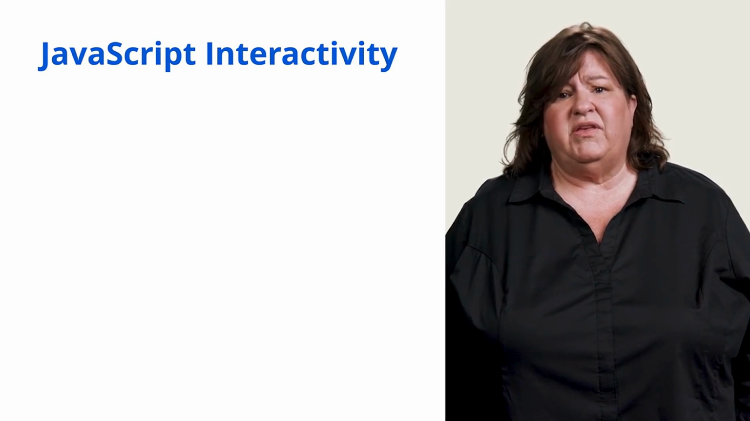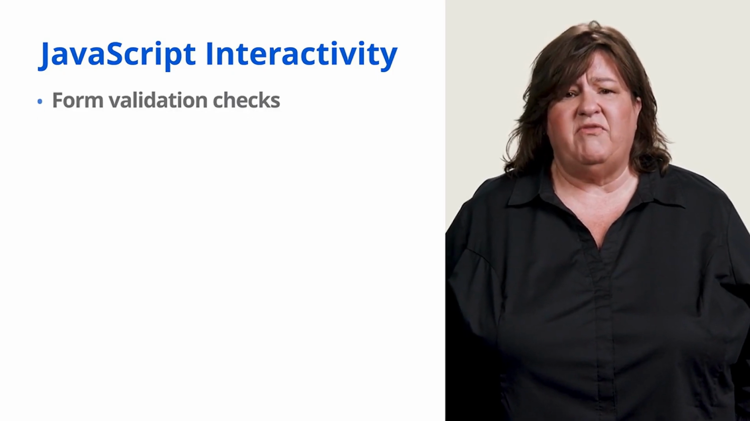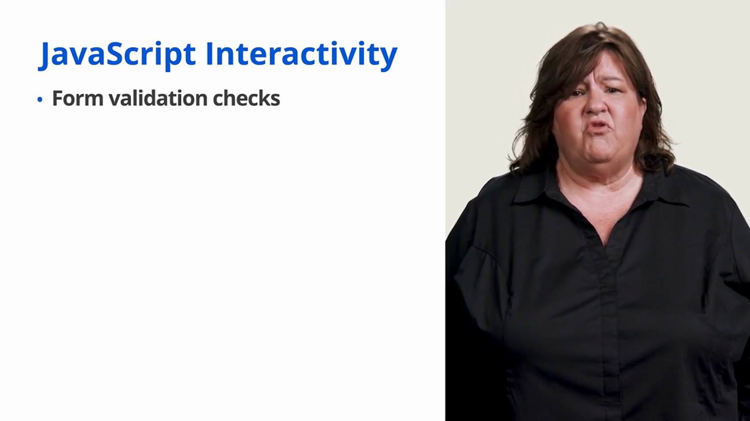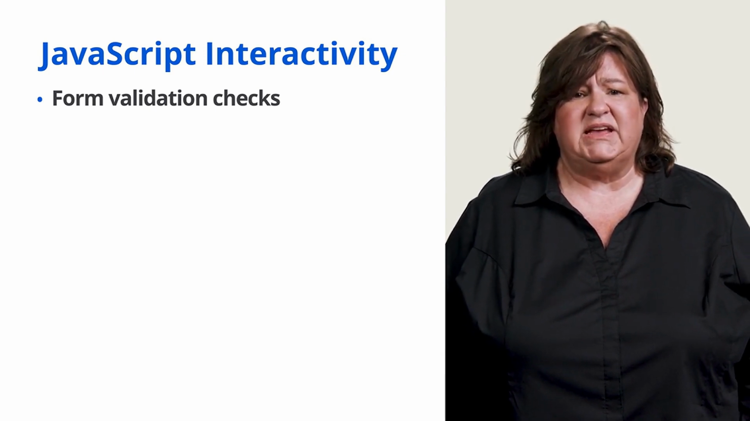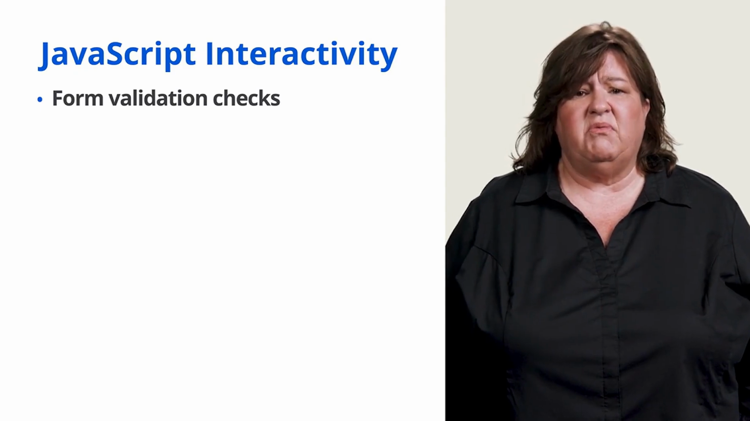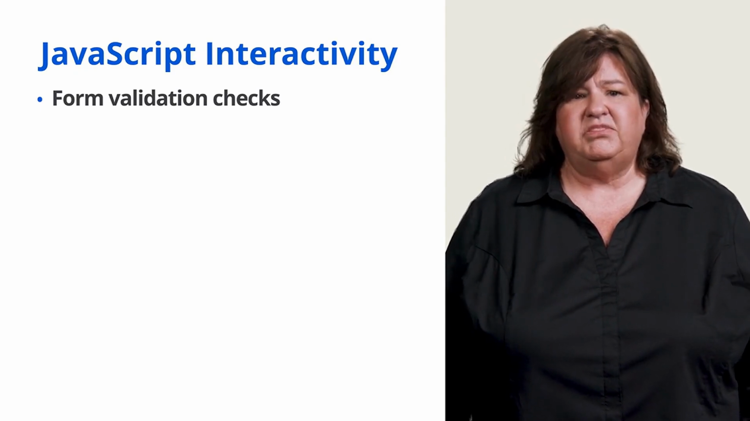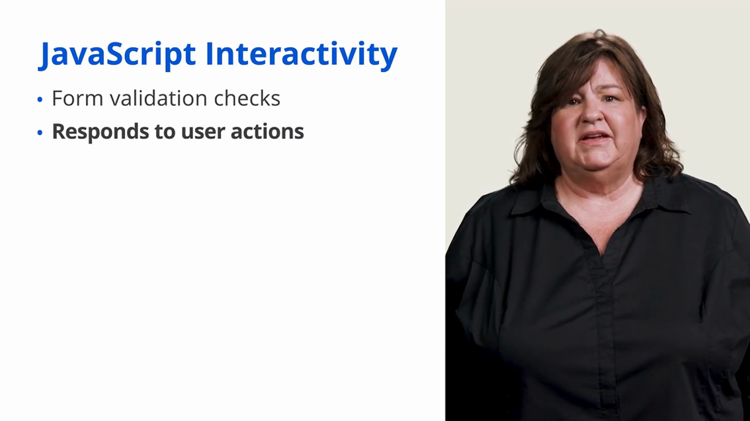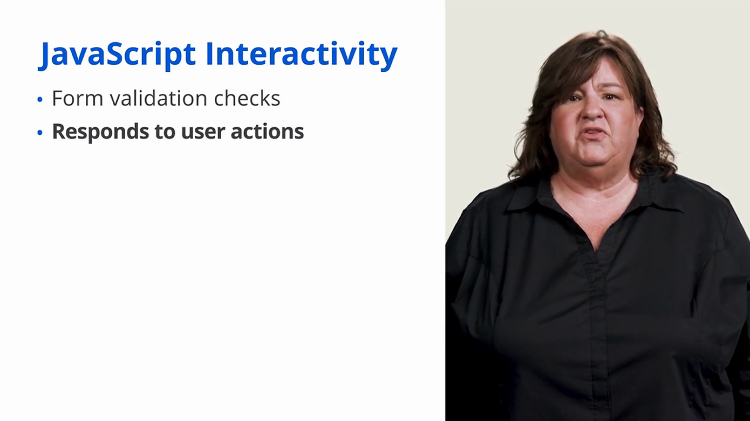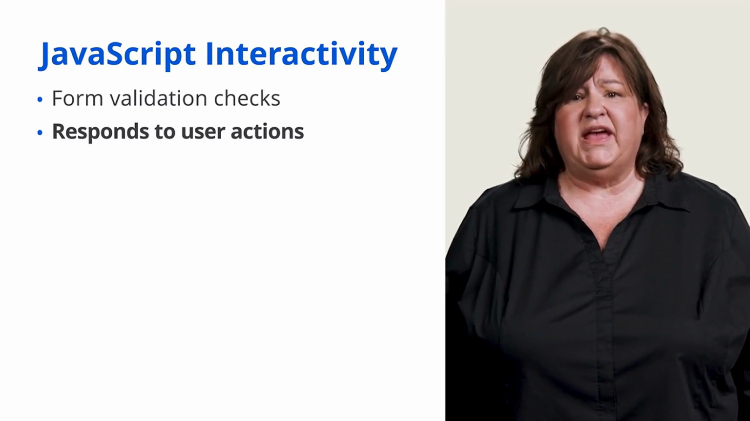One way JavaScript brings interactivity to web content is form validation. This checks whether a form is filled out correctly before it's submitted, which helps users avoid mistakes and ensures that the data submitted through websites is accurate. JavaScript event listeners respond to user actions like clicks or keystrokes. This allows the website to react to the user in real time and provides a more engaging experience.